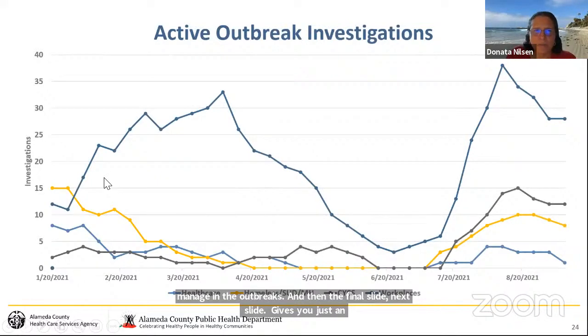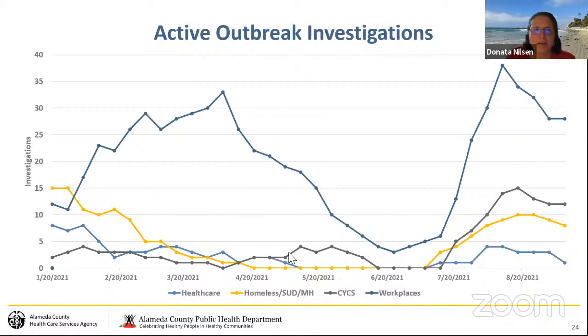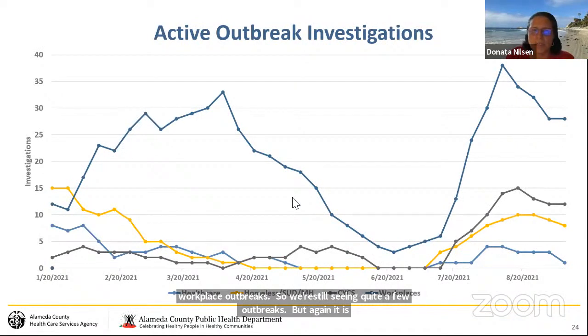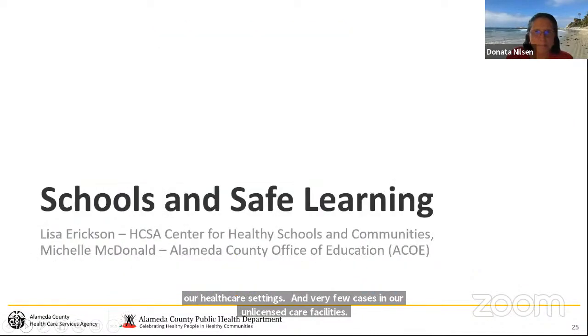So the top curve on the top is our workplace outbreaks. So we're still seeing quite a few outbreaks, but again, it's much lower than we saw even a month ago. And our children, youth congregate settings, we think that may be a little bit underreported because schools are still trying to staff up and be able to report those cases and contacts. But we've seen very few cases in our healthcare settings and very few cases in our unlicensed care facilities, our homeless settings. And I believe that is my last slide.